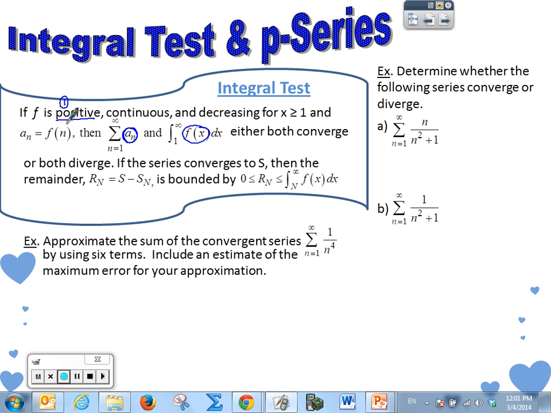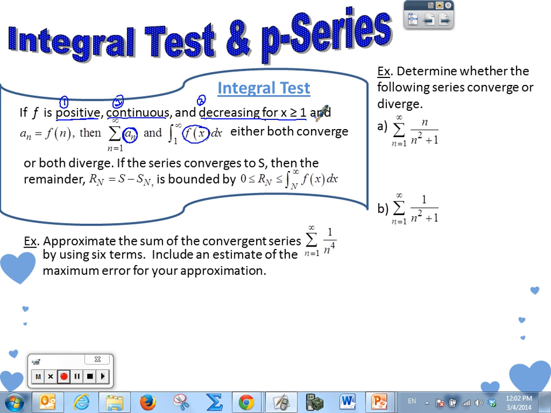And then we would determine that f is positive, it has to be positive. Second thing is it has to be continuous. And the third thing is it has to be decreasing for x greater than or equal to 1. Now if it's decreasing for x greater than or equal to 2, that's still okay. It has to be mostly decreasing, maybe not for the first couple of terms, but it has to decrease the rest of the time because we're going to infinity. A couple of terms isn't going to matter when we're going to infinity.